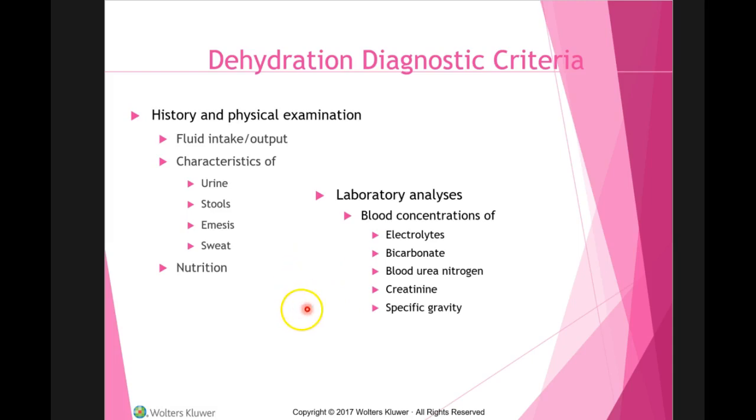Laboratory values. So you look at blood concentration of electrolytes, also bicarbonate. Remember, bicarbonate and sodium chloride are the main sources of sodium in the body. You look at BUN and creatinine because these are measures of how the kidney is functioning, and you look at the specific gravity because we talked about that.